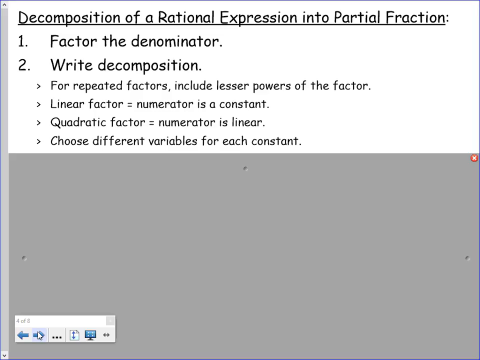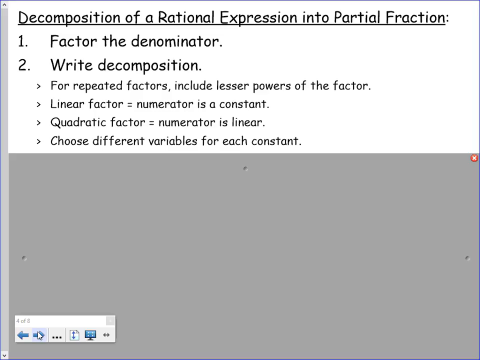Step two, write out the decomposition. That's what we're practicing in our warm-up. There are bullet points that tell you how to set things up. It says, for repeated factors, include the lesser degrees. So that's that whole conversation. If you have an x cubed, you'll have an x cubed, an x squared, and an x.